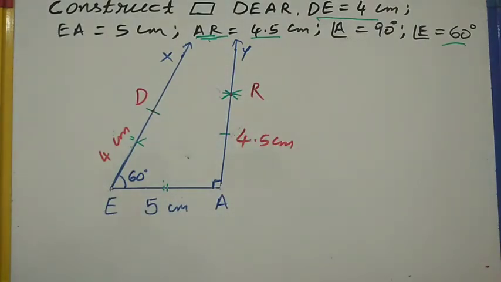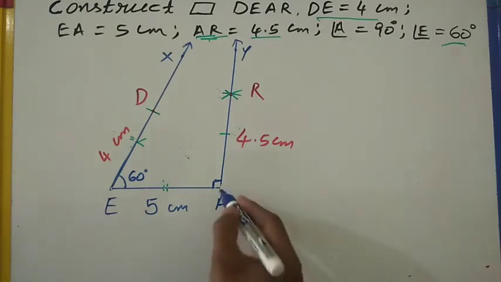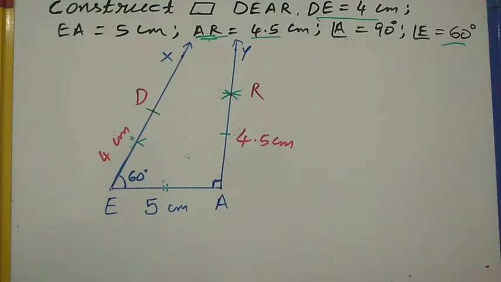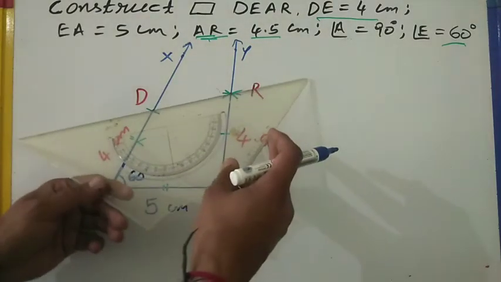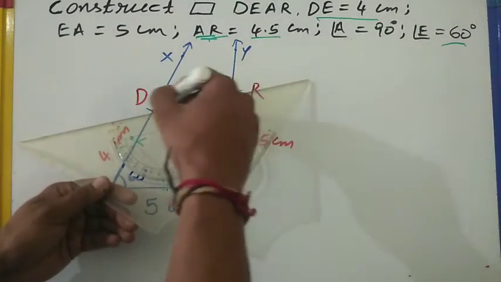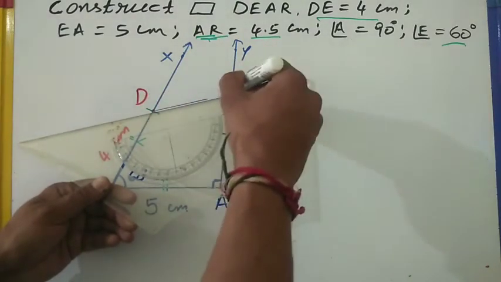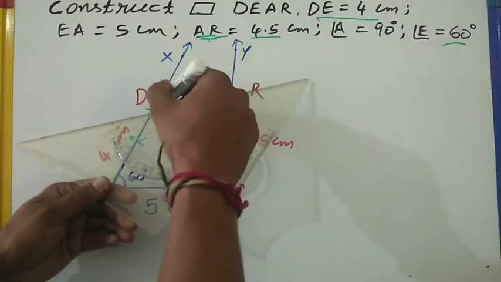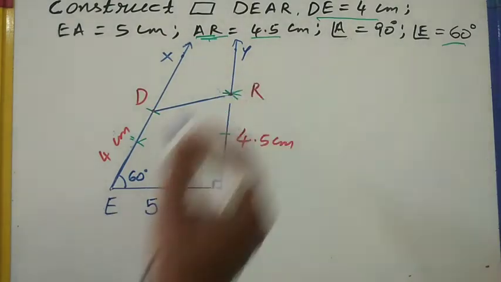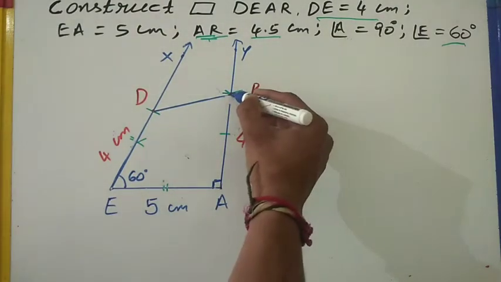Now, children, if I join D and R, I will get the quadrilateral required. Thus, the quadrilateral DEAR formed.